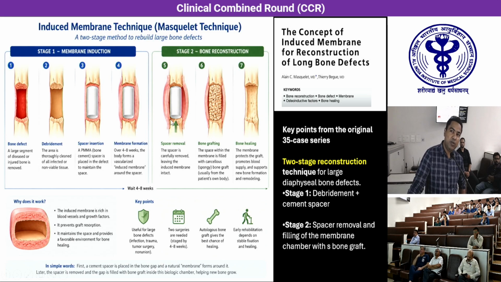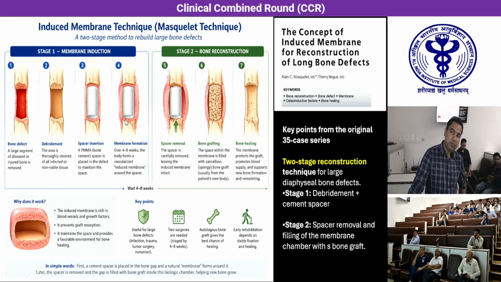So in that, what they do, in the void that is covered with soft tissue, they place an antibiotic or plain cement spacer. Plain cement spacer means polymethyl methacrylate cement spacer. With time, in around 4 to 8 weeks, a membrane is formed around this cement spacer. This membrane is highly osteogenic and vascular. When this cement is removed and replaced with cancellous graft, there is formation of new bone and that gets consolidated over time.